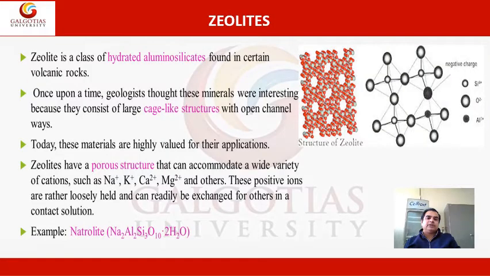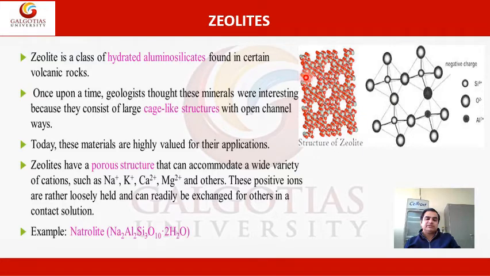Now let us discuss another important example of aluminosilicate, that is zeolites. So the first question arises: how can we define zeolite? Basically, zeolite is a class of hydrated aluminosilicates which is mainly found in certain volcanic rocks. Once upon a time, Julius thought that these minerals were very interesting because they consist of large cage-like structures with open channelways.